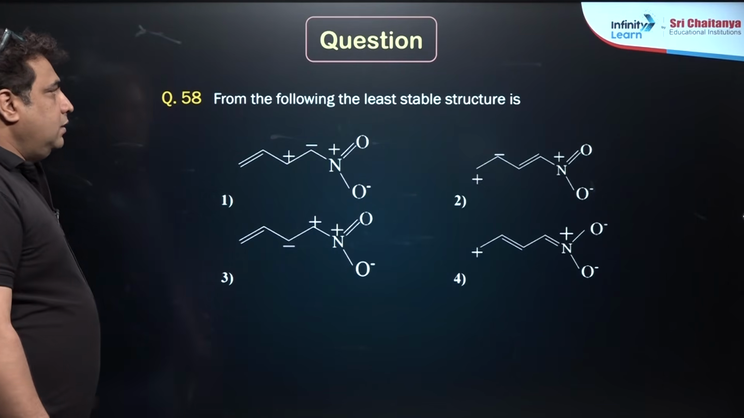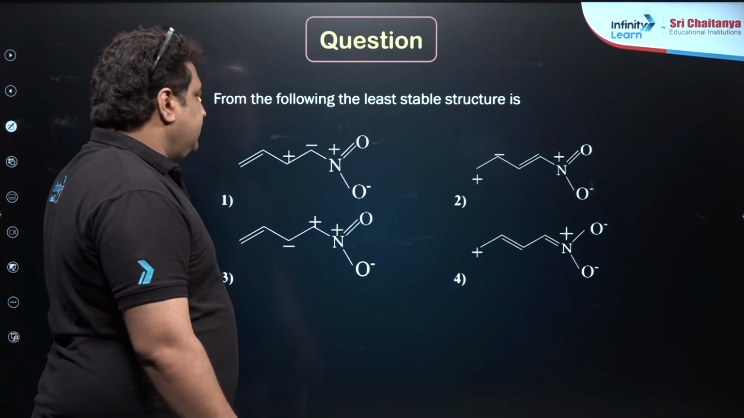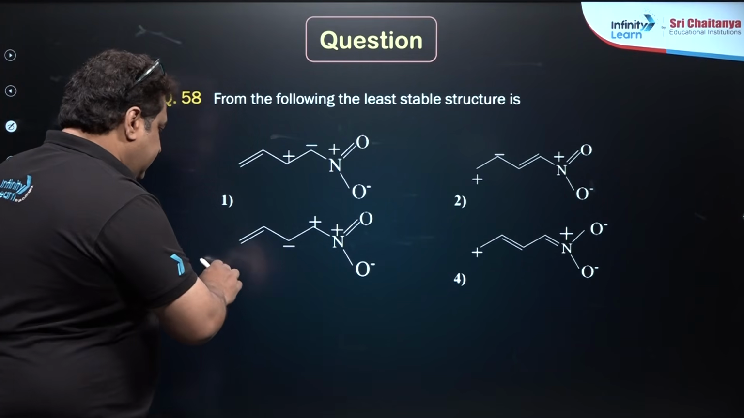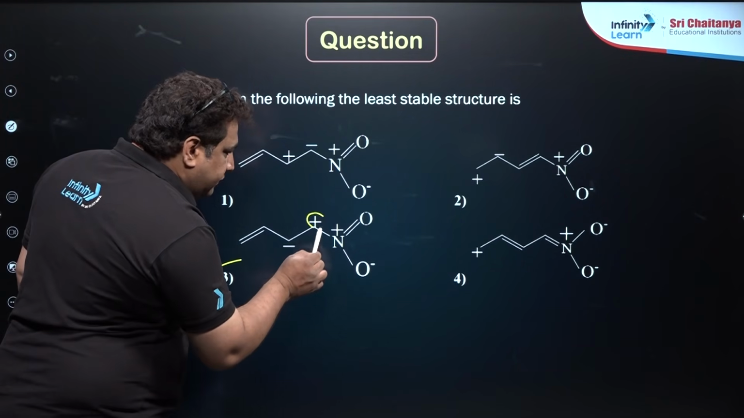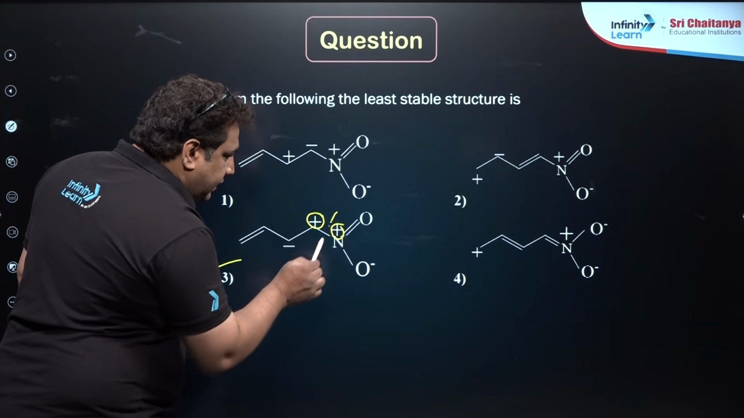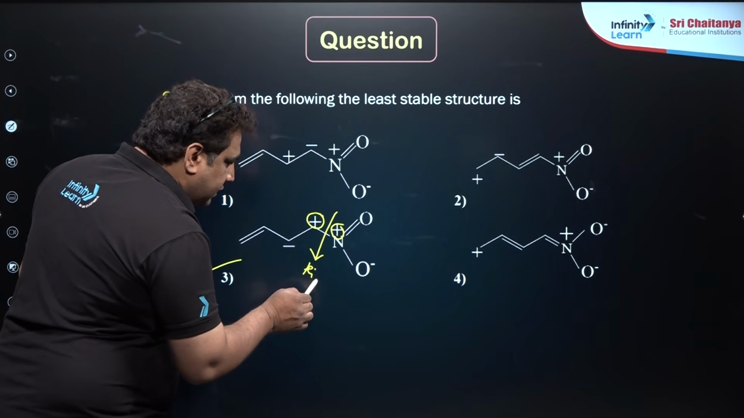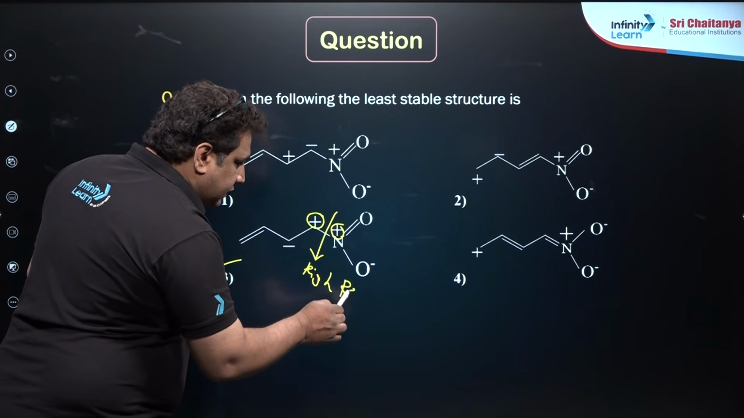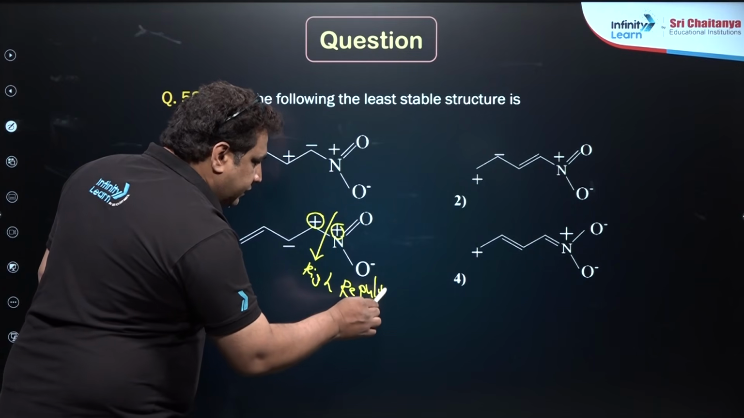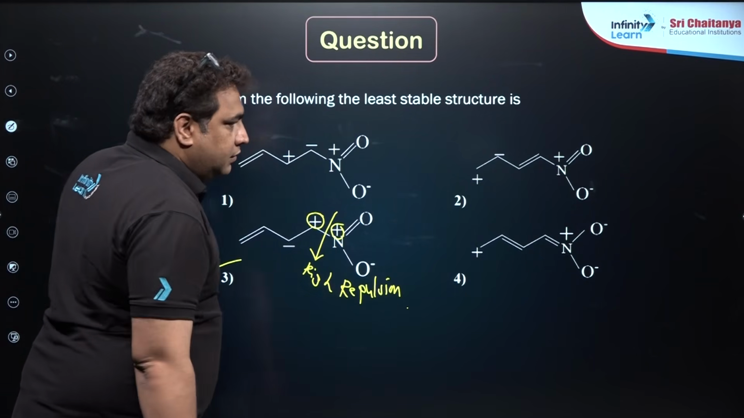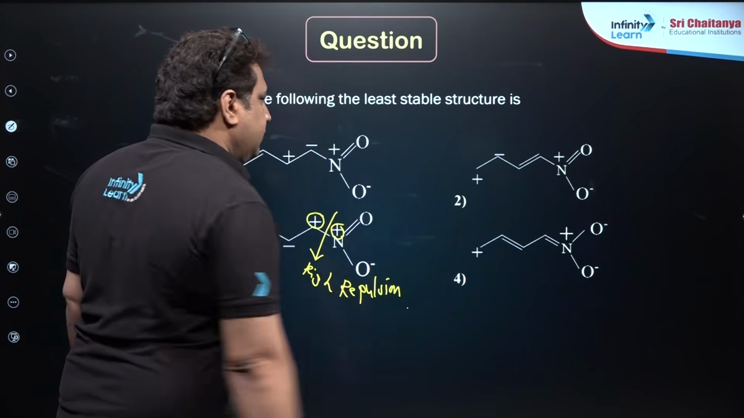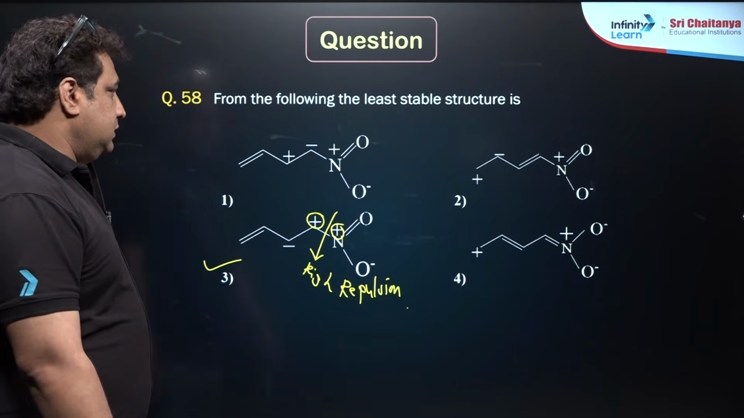Now, from the following, identify the least stable structure. So, everybody can see the answer is 3, because here you can see same charges are very near and this will create high repulsions, and obviously it will increase the energy, whereas this you will not find in other examples.